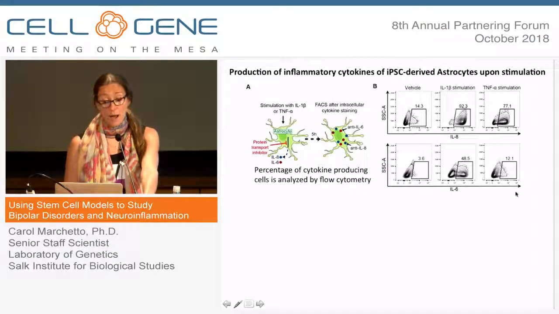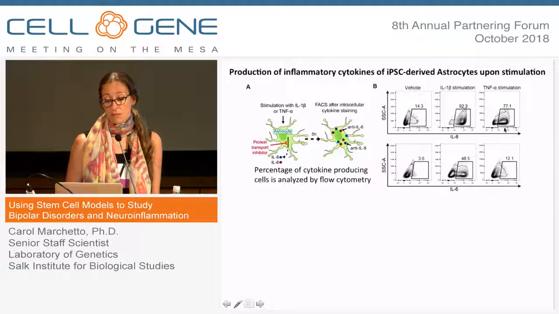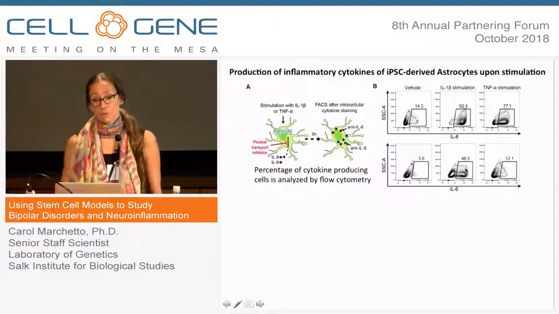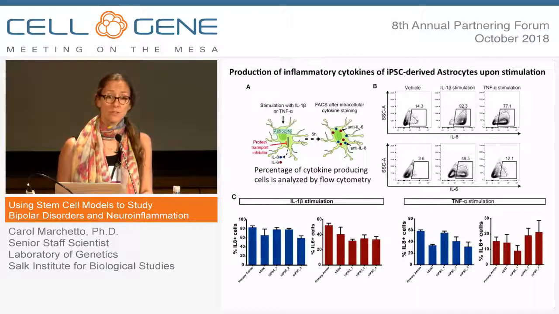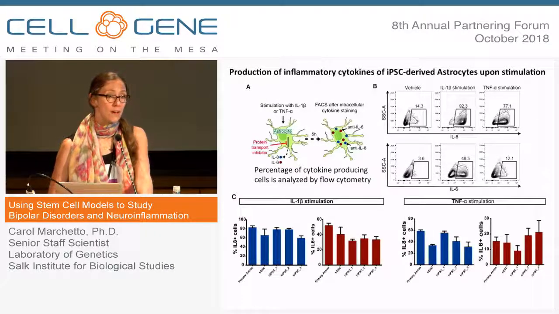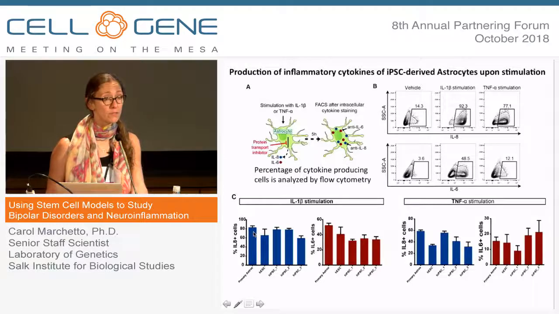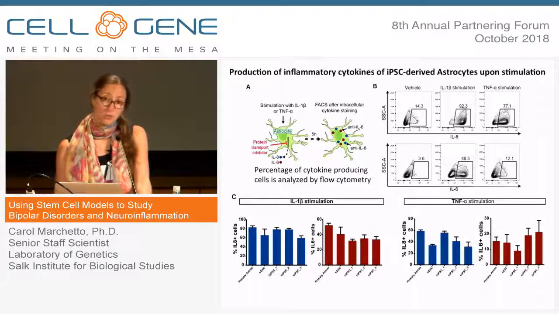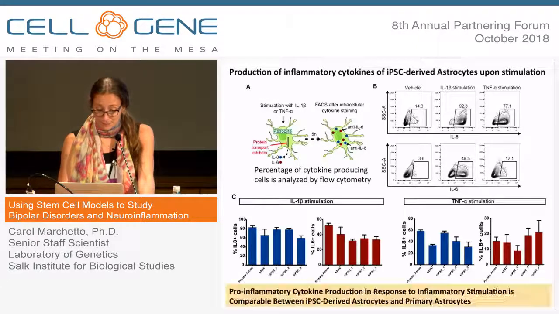And what we see here on the right is that when you treat the cells with either IL-1 beta or TNF-alpha, the percentage of cells expressing either IL-8 or IL-6 increases. That's a shift towards the right. So we tested a lot of control astrocytes to show that the activation was comparable to the first bar here, which is a primary astrocyte. Those are fetal extracted astrocytes, primary cultures. So the level of activation is comparable to primary astrocytes.